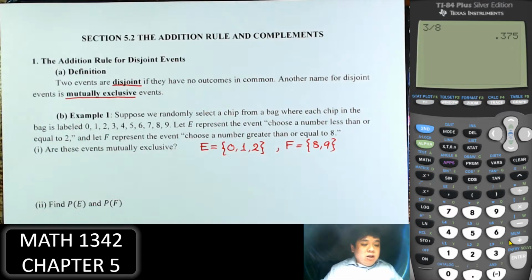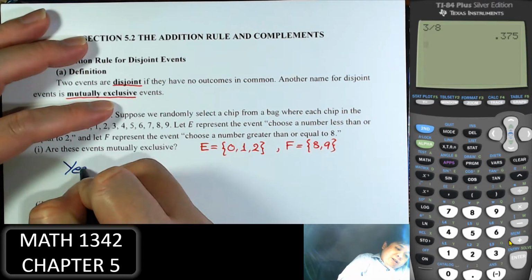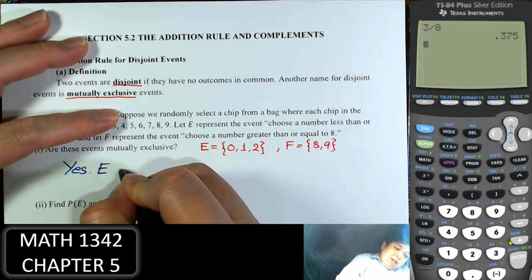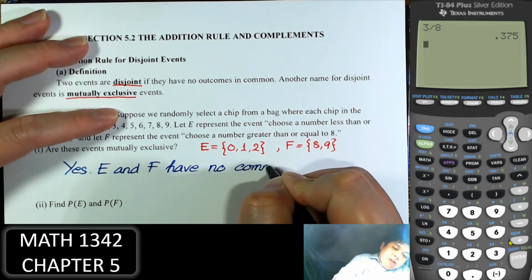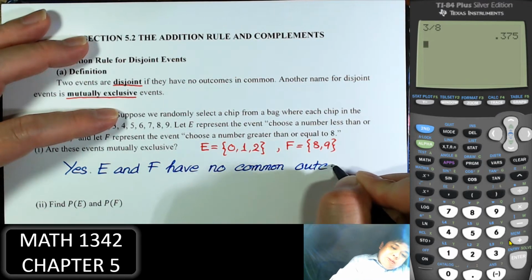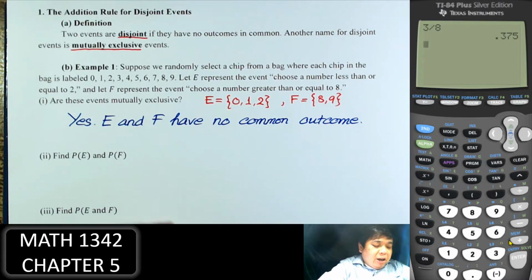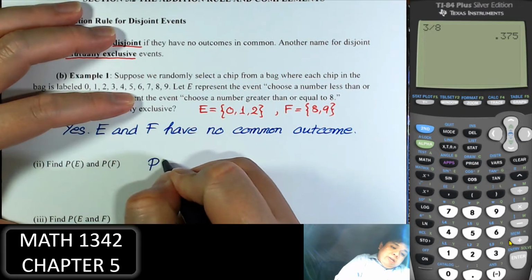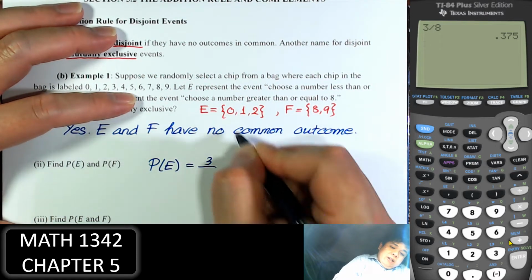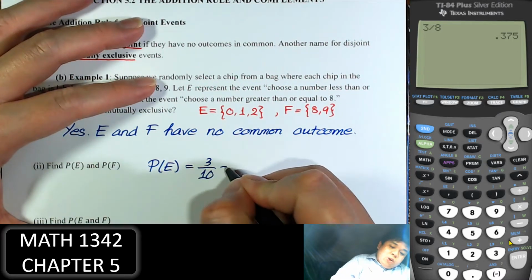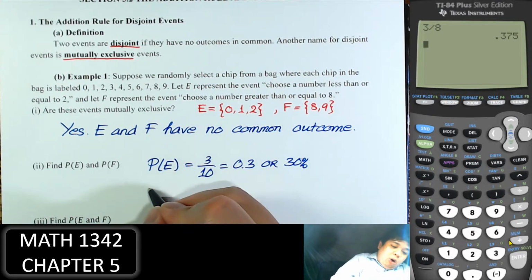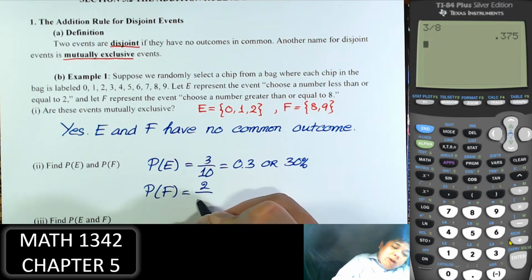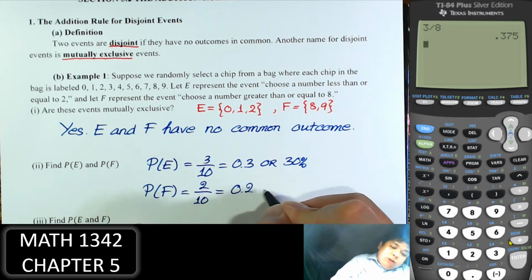So are these events mutually exclusive, or disjoint? And the answer is yes, because they have nothing in common. E and F have no common outcome. Find the probability of E and the probability of F. So probability of E, there are 3 in E and there are 10 in total, so we have 0.3 or 30%. Probability of event F, there are 2 of them out of 10, which is 0.2 or 20%.